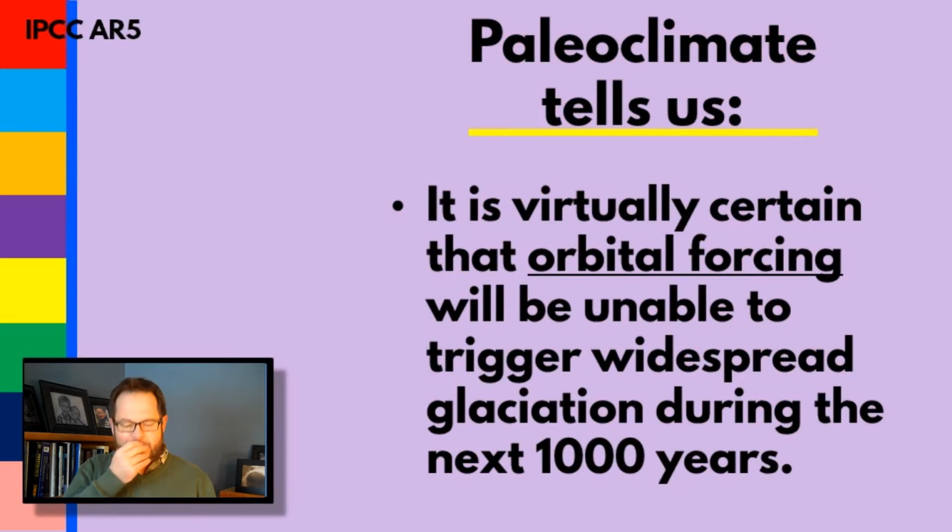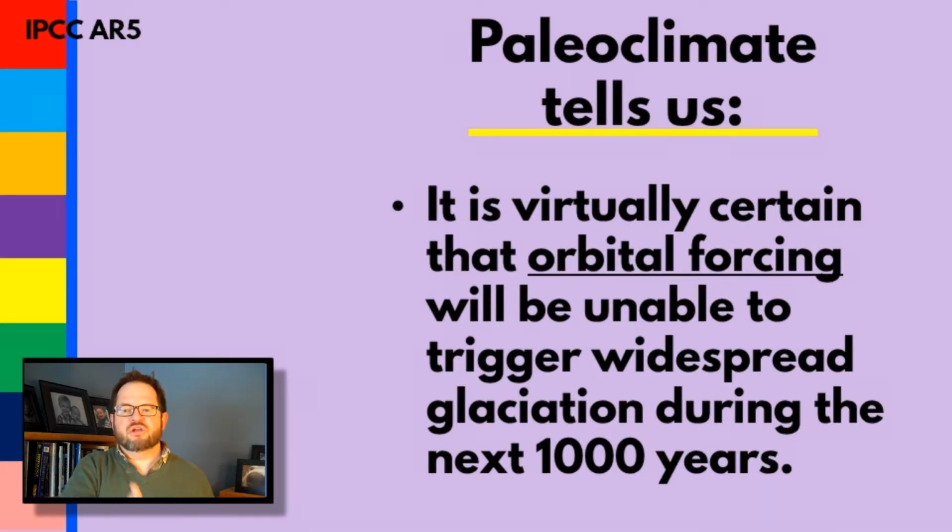anthropogenic era. The IPCC AR5 tells us that it is virtually certain that because of all these greenhouse gases that we're adding to the Earth's atmosphere, orbital forcing will not be able to create widespread glaciation for at least another 1,000 years. Now, I'm not entirely sure that the Milankovitch cycles were expecting widespread glaciation on that timescale, but certainly on the order of a few thousand years to maybe 10,000 years, the Milankovitch cycle was clearly headed towards a new round of glaciation.